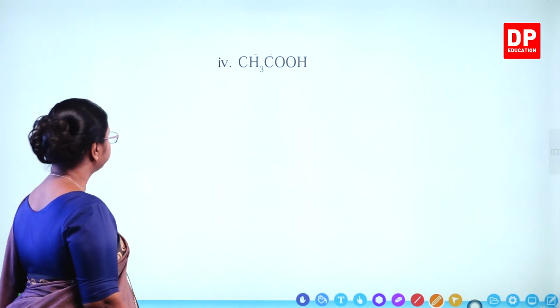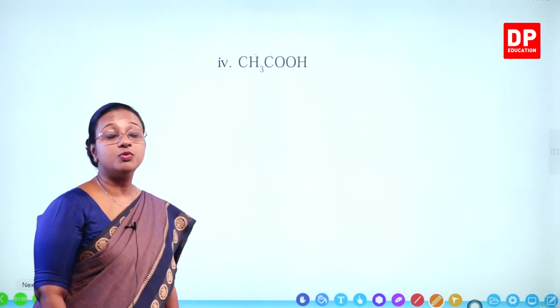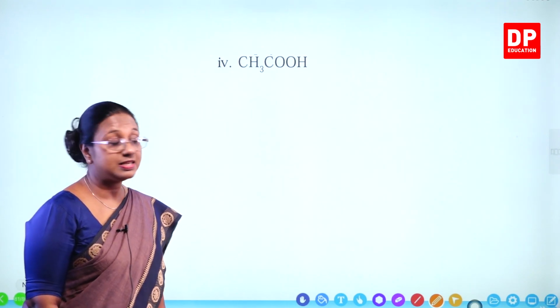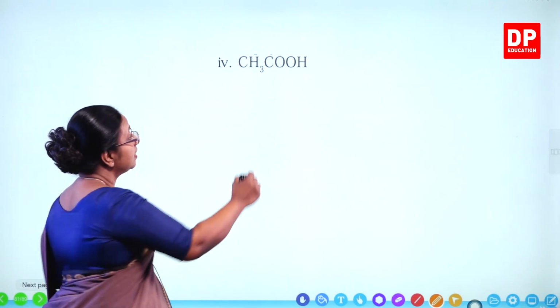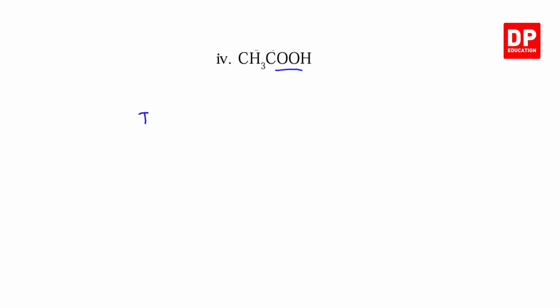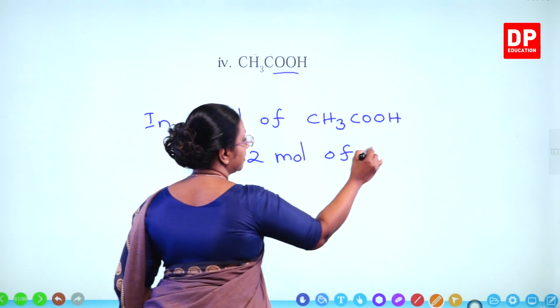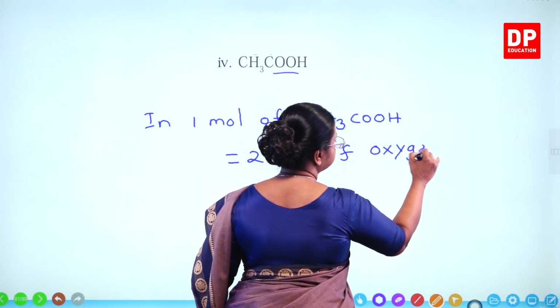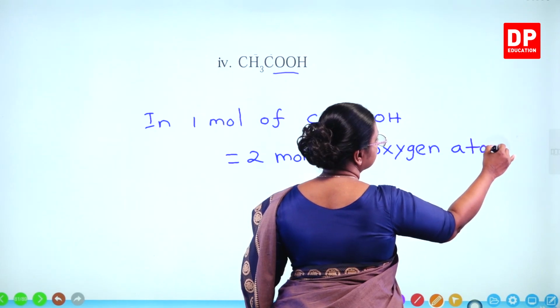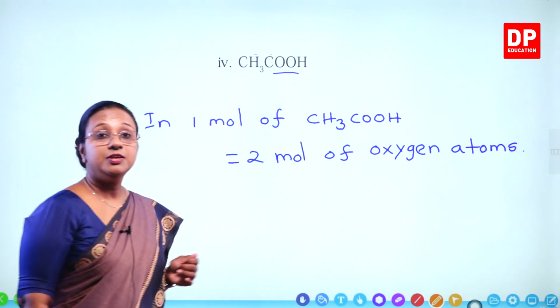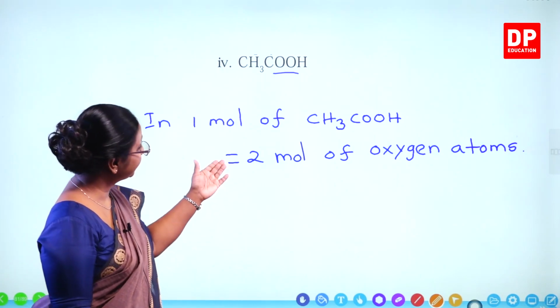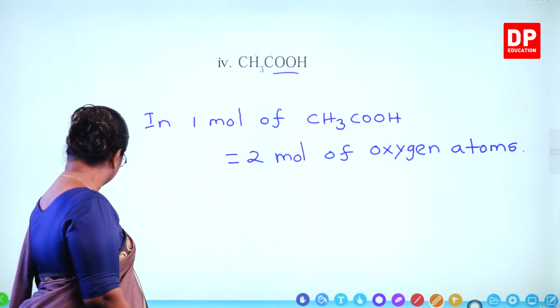Then the next one, CH3COOH. What is this? This is acetic acid. How many oxygen atoms are there? Here you can see 2. So we can say in 1 mole of CH3COOH, there are 2 moles of oxygen atoms. Did you get it correctly? I am sure it's very easy, so you would have got it correct.